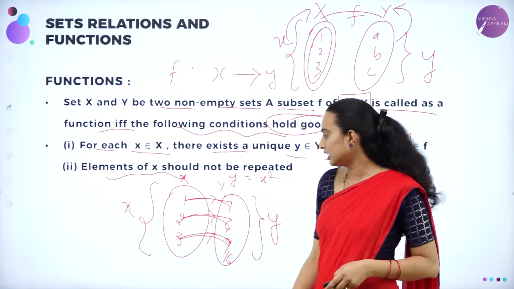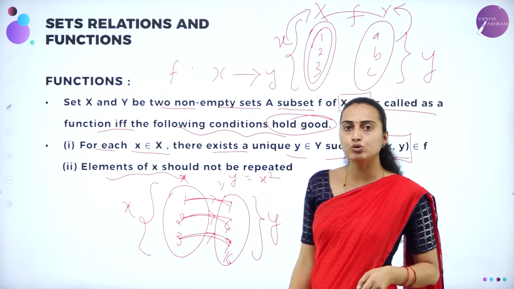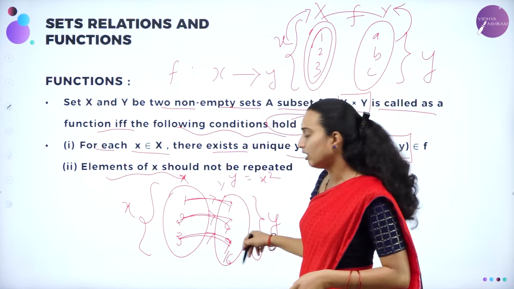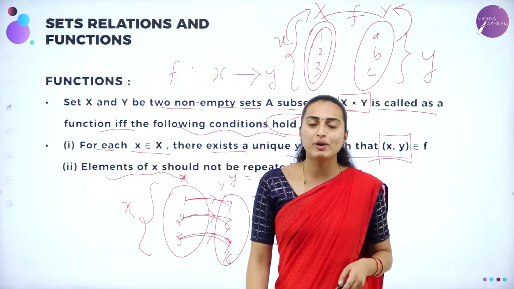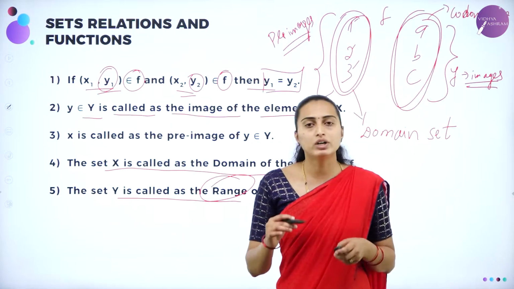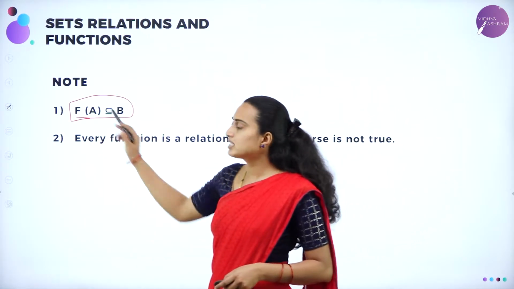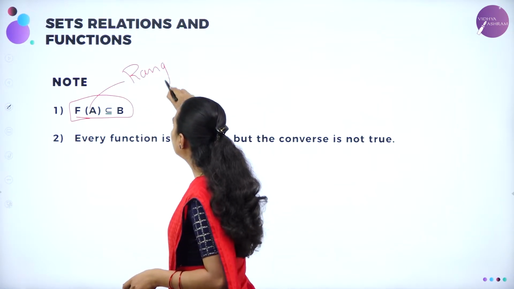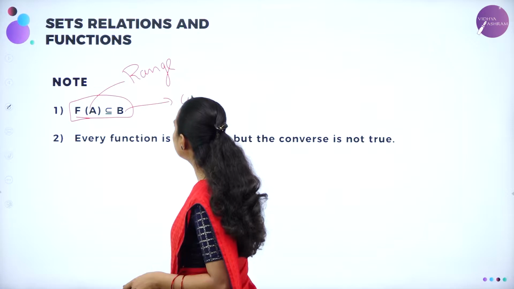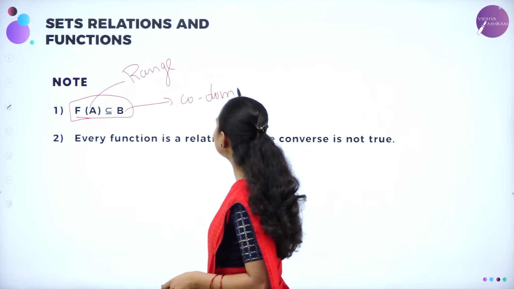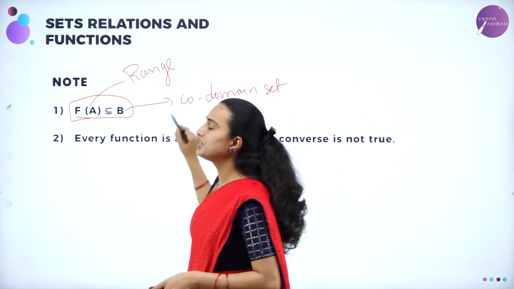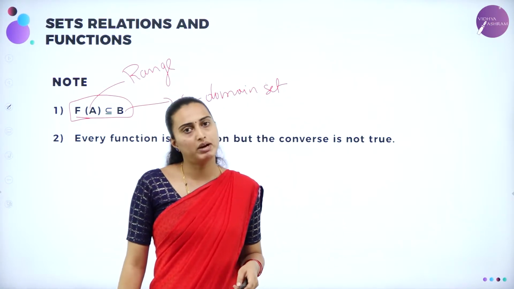So therefore, you can consider F of 1, 2, 3 as a subset of the codomain set. Always range is a codomain. What is F of A? F of A is nothing but the range. What is B? B is nothing but the codomain set. Always range is a subset of the codomain set.